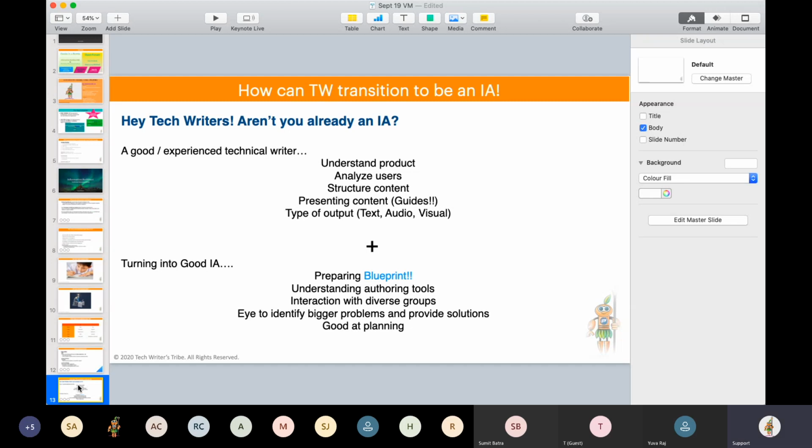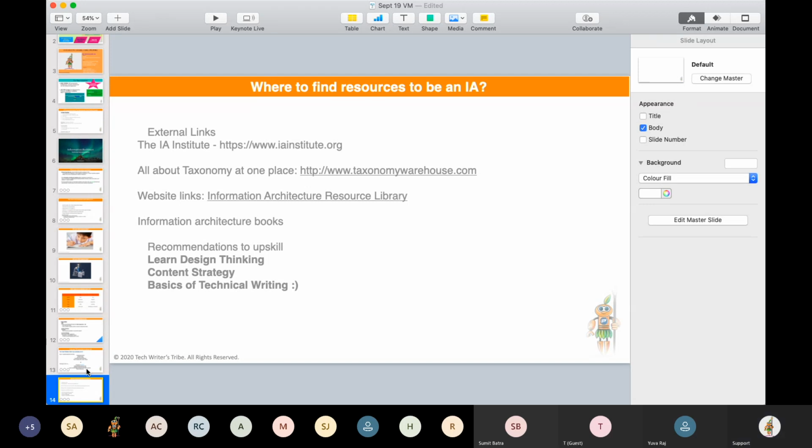To identify bigger problems and provide solutions. That's what we talked about in design thinking. And of course, you should be a good planner. If you have all that, then I think you are up to that stage. You know what all you can do if you want to be an IA.